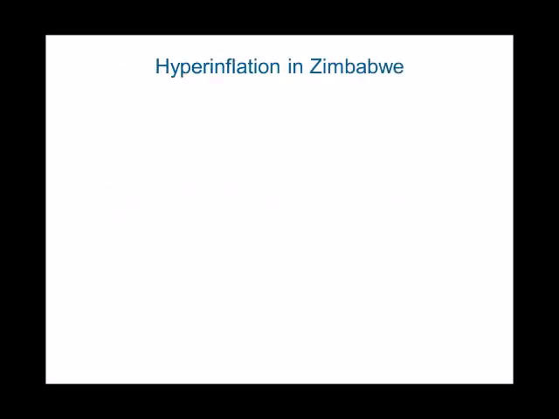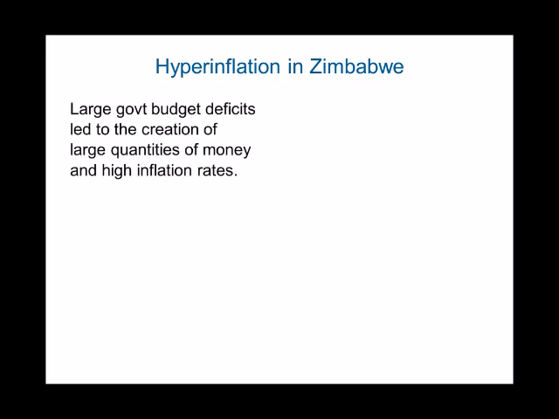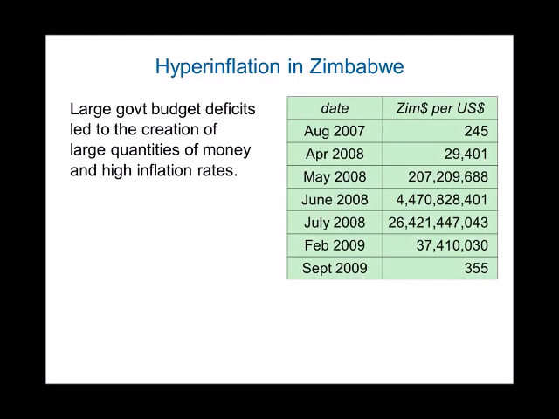The recent one we saw was in Zimbabwe. Large government deficits have created a huge amount of money and have created very, very high inflation rates. If we look at the price of the US dollar in terms of Zimbabwe dollars, the US dollar's price is relatively stable when you compare it with Zimbabwe dollars. Literally within 6 or 7 months, the exchange rate changed dramatically. If you sold one US dollar, you would get 245 Zimbabwe dollars. By July of 2008, it rose to 26 billion.